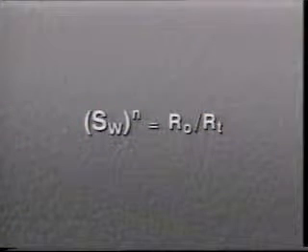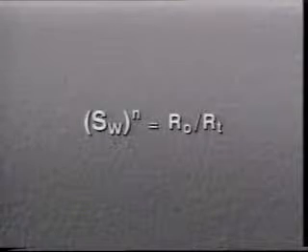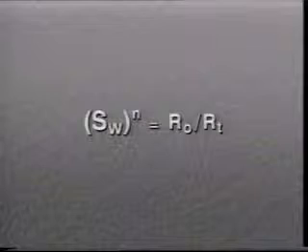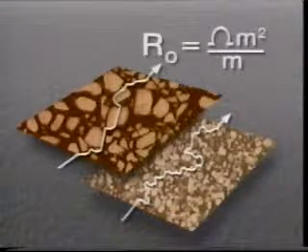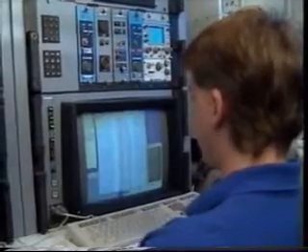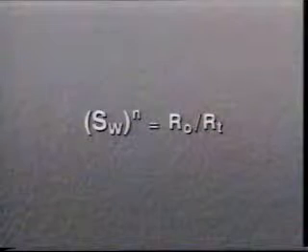Another Archie equation handles situations in which the saturation of the formation is not 100%. In these cases, Archie determined that water saturation, S sub W, to the nth root, is equal to the ratio of R sub O to R sub T, where R sub O, you'll recall, is the resistivity of a formation if it were 100% water wet, and R sub T is the actual resistivity of the same formation when water saturation, S sub W, is not 100%.